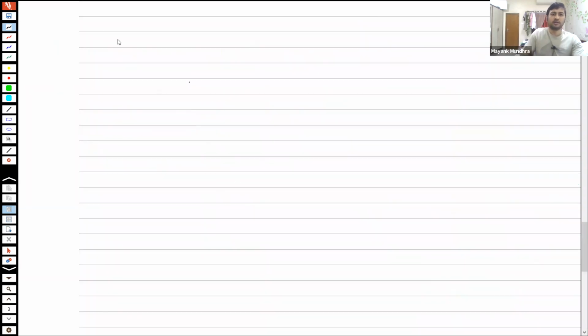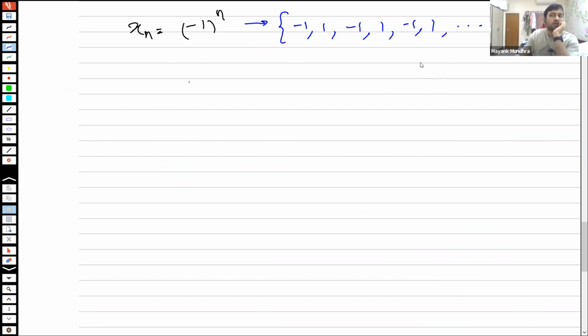So they give the limit xn equals to -1 to the power n. So this sequence becomes basically -1, 1, -1, 1, -1, 1, and so on. A lot of people tend to write that this sequence has two limits, -1 and 1, but that is not true. Why is that not true?